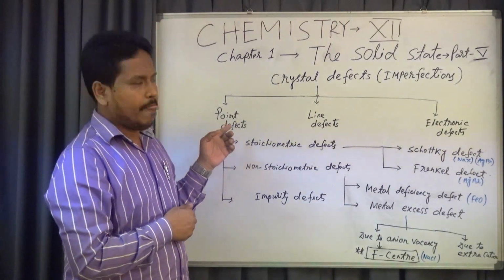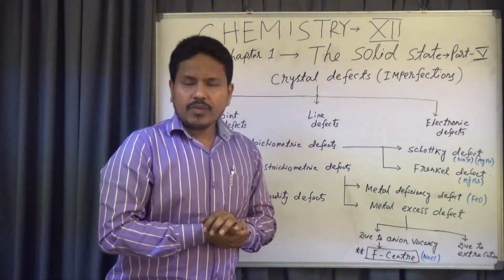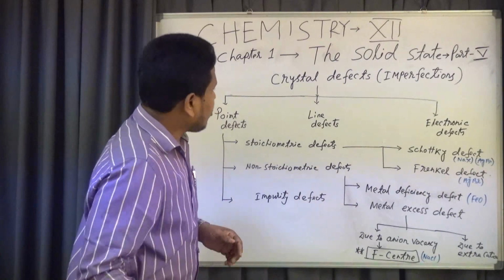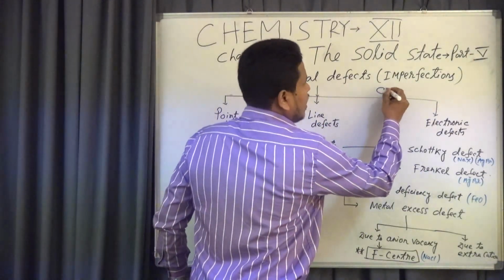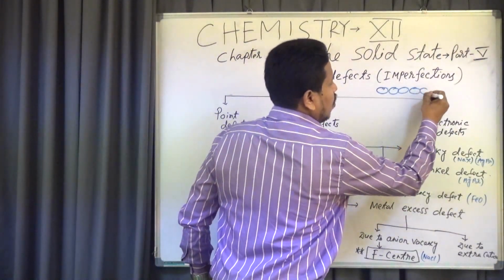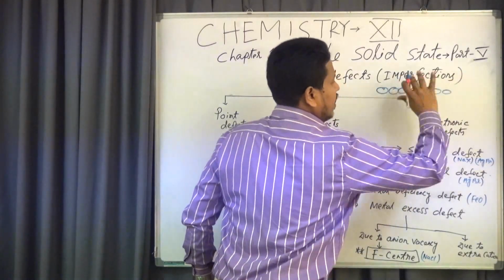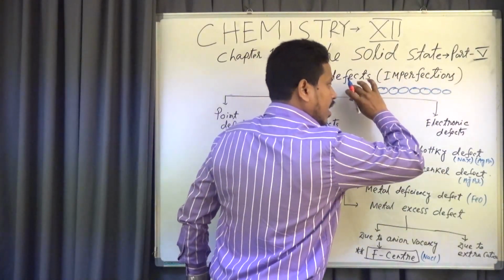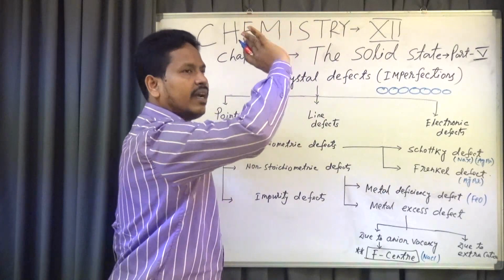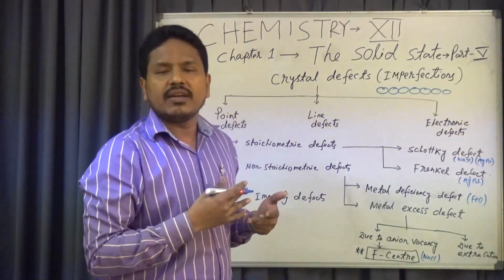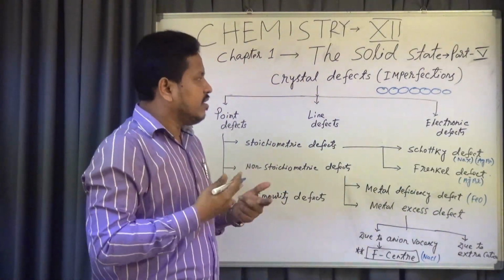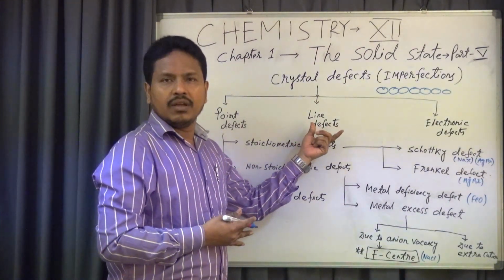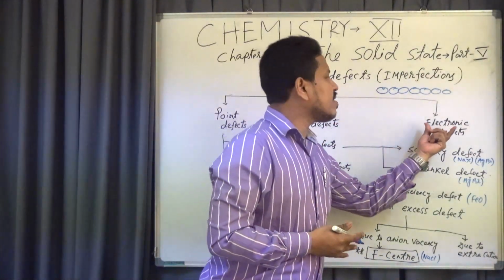Note down very carefully. A line defect means, as I have already discussed, that the spherical atoms are closely packed to each other to form various lines. Let a line of atoms be displaced from its original site in the lattice structure. Consequently, the defect so obtained is the line defect. Okay. Another one is the electronic defect.